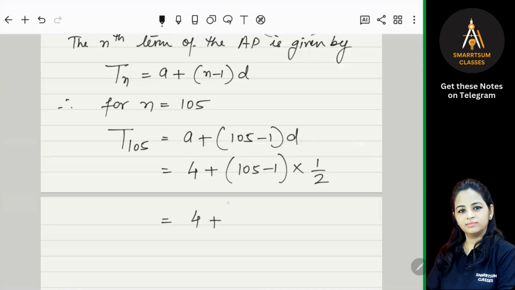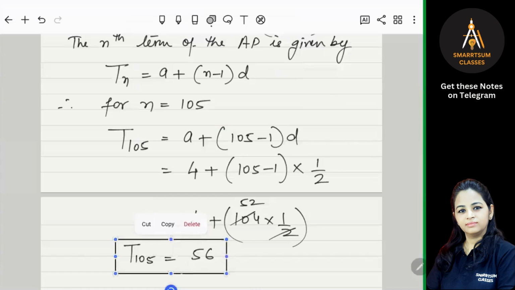Solve this. 4 plus 105 minus 1 is 104 into 1 by 2. So this will become 52 plus 4 is 56. So what is the 105th term of the AP? That is 56, and this is the answer. Are you getting that? How we can use the formula? Okay. Note it down.